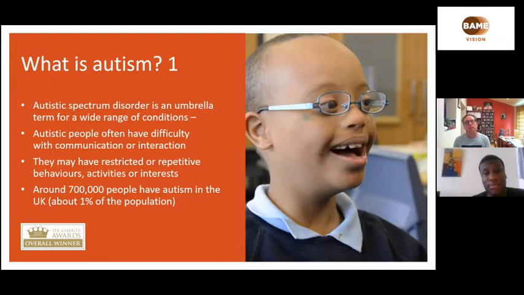Around 700,000 people have autism in the UK, about 1% of the population. So I believe it is very important to make sure that eye care is definitely more aware in the clinics and the health advocacy groups and different places as well, in order to help autistic people in getting the equal eye test that they deserve.